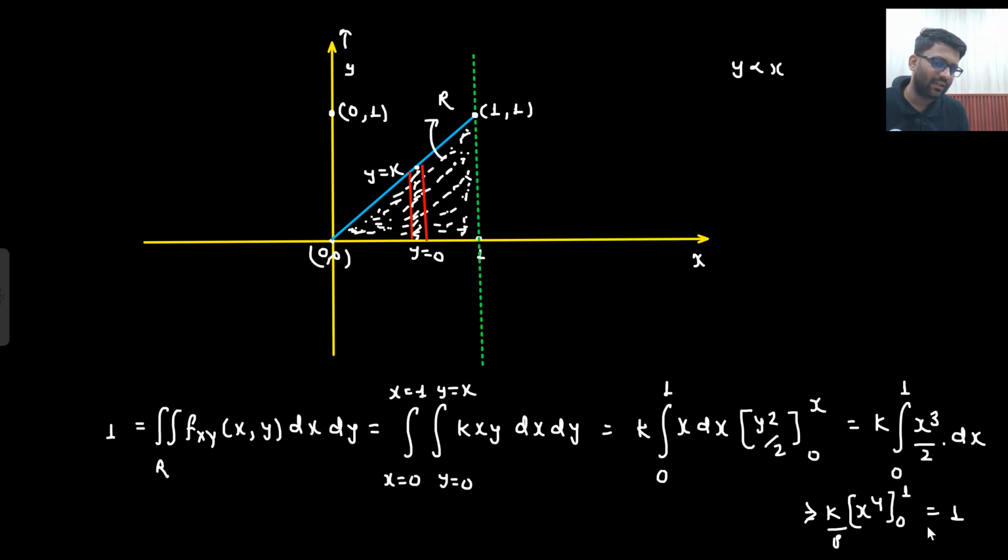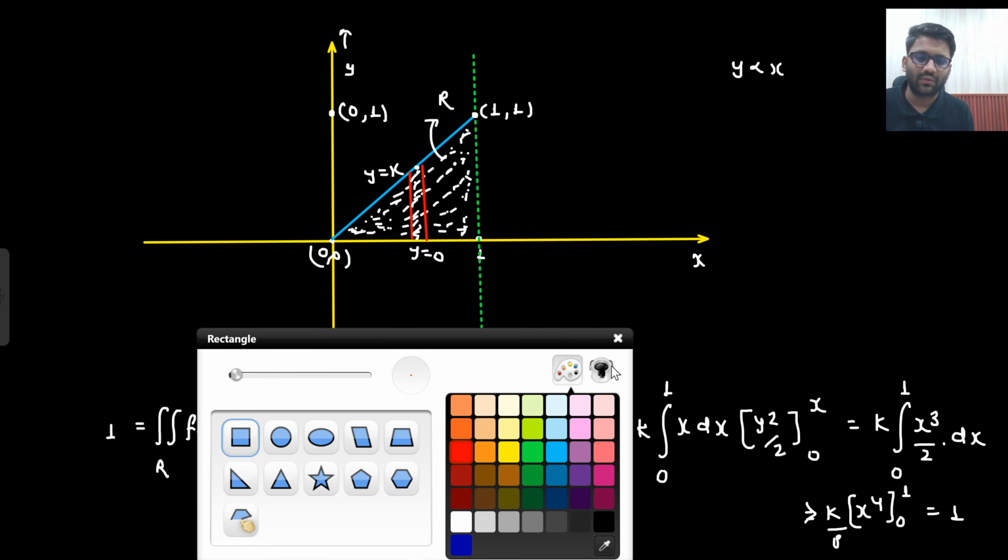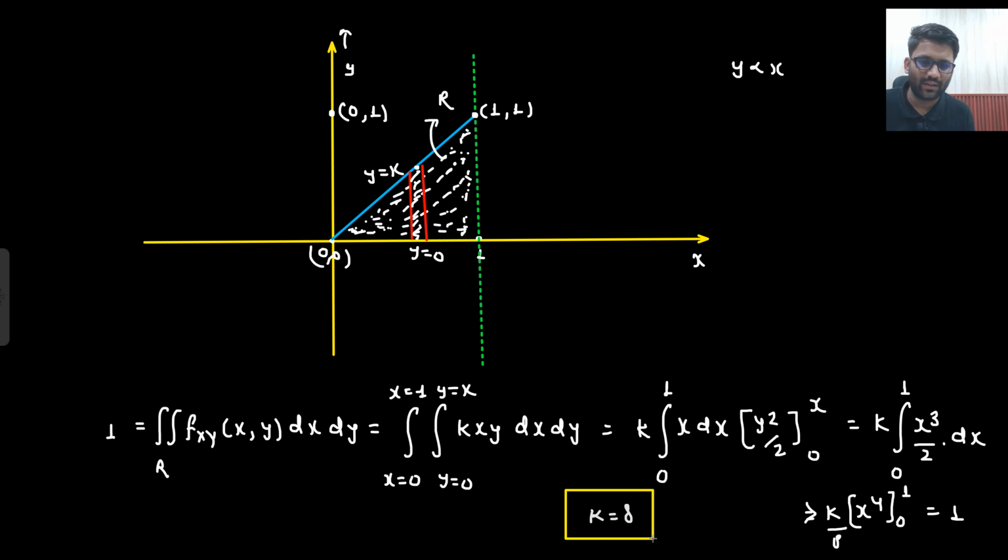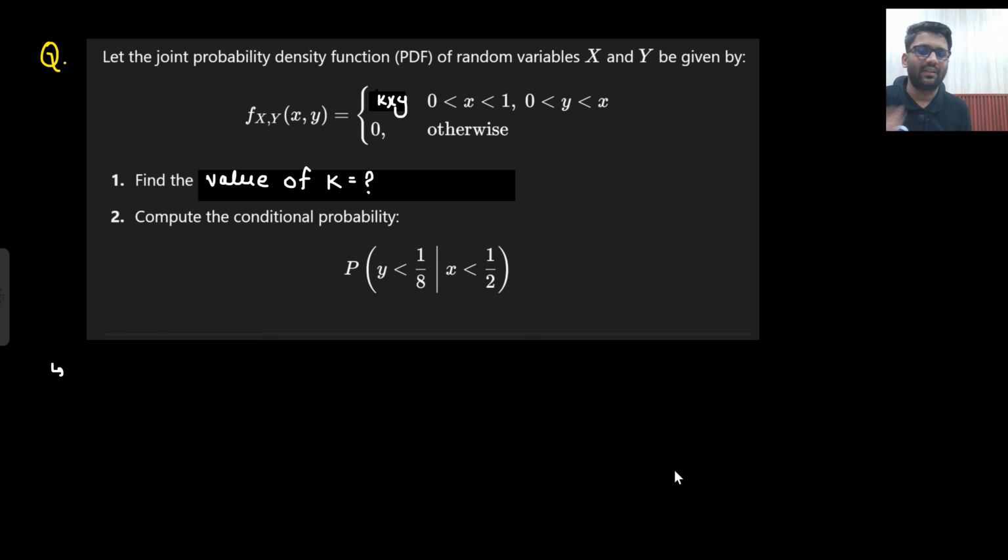So now I am putting whatever answer I am getting equal to 1. So the answer of k comes out to be 8. Very simple, very straightforward. K is 8. So basically your f(x,y) now is 8xy, right?